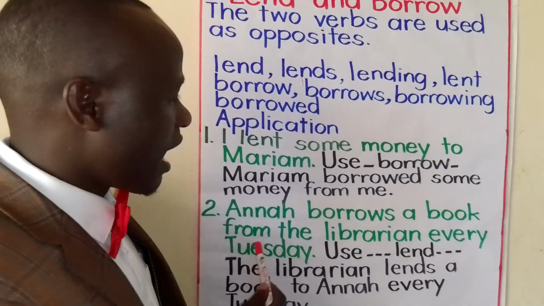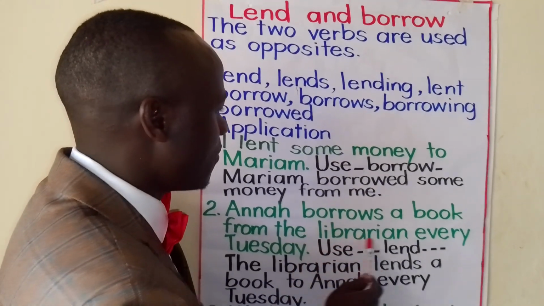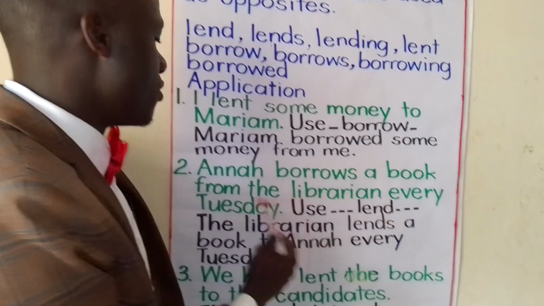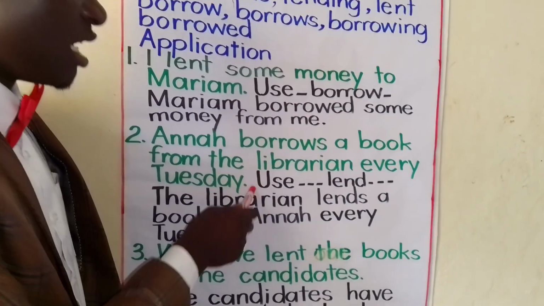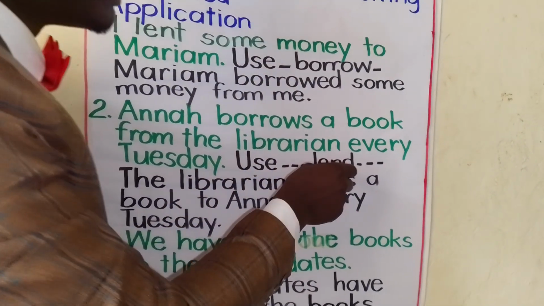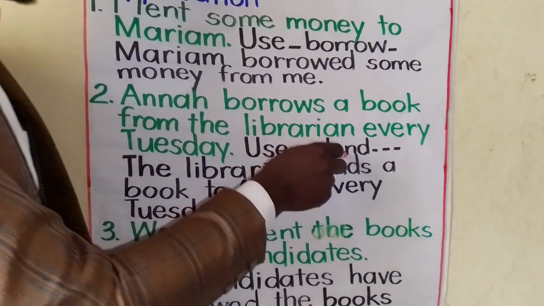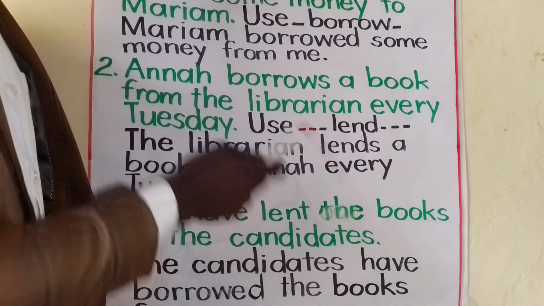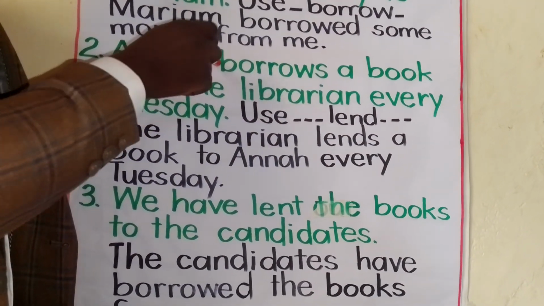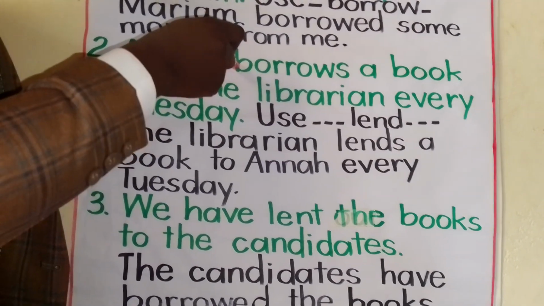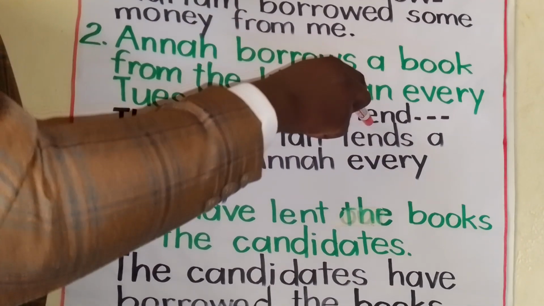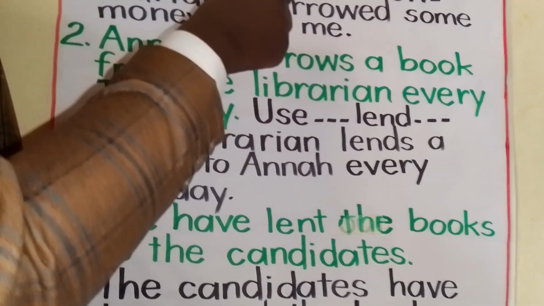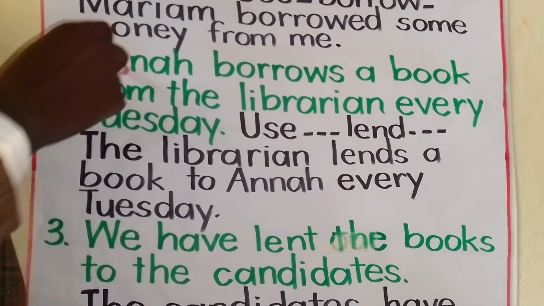Number two, Anna borrows a book from the librarian every Tuesday. Rewrite the sentence using lend. This particular verb lend will be changed to the present simple tense to make sure that it matches with this particular sentence, which appears in the present simple tense as well. So lend will change to lends. Borrows will be replaced by lends. Then from will be replaced by to.